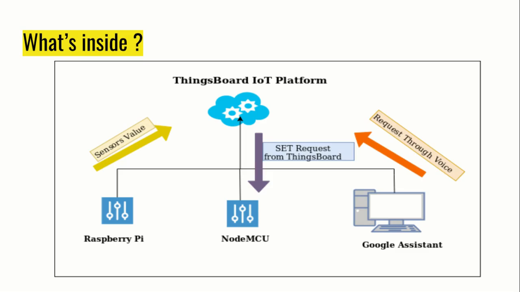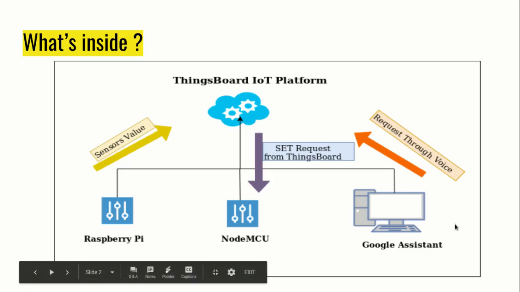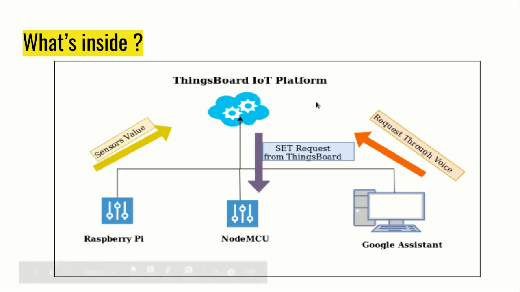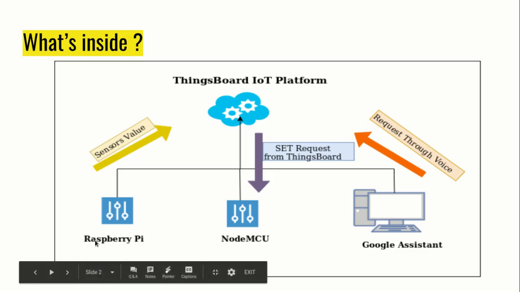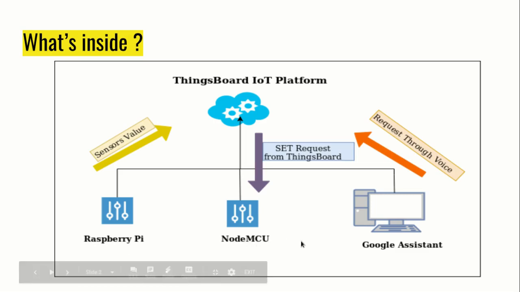In this project, I have connected a Google Voice Assistant device to the ThingsBoard IoT Platform. ThingsBoard IoT Platform is a 100% open source IoT platform. So the assistant has the capability to access and control the devices which are connected to the ThingsBoard IoT platform. For testing, I am using two devices, my Raspberry Pi and my Node MCU, connected to the ThingsBoard IoT platform using MQTT protocol.